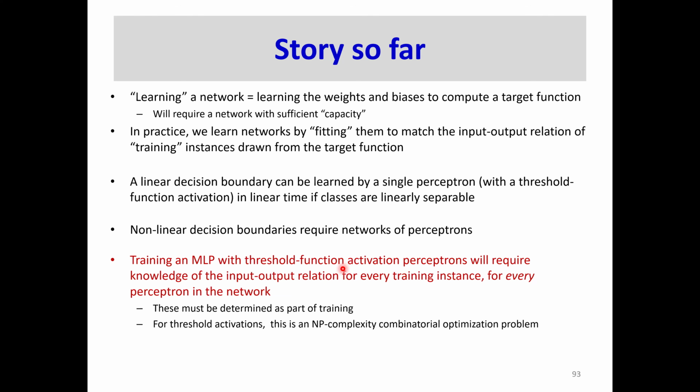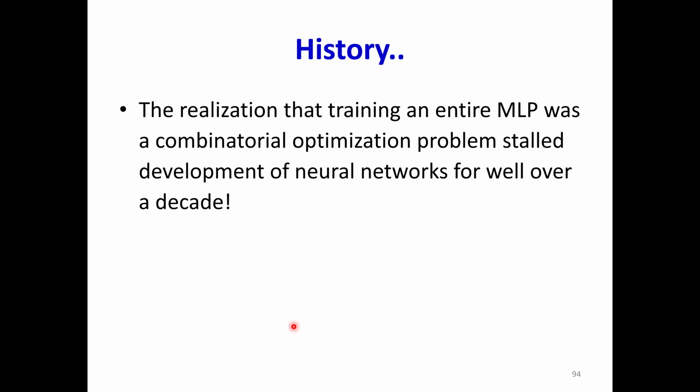So here's the story so far. Learning a network is the same as learning the weights and biases to compute a target function. In practice, we learn the networks by fitting them to match the input-output relationship of training instances drawn from the function. A linear decision boundary can be learned by a single perceptron in linear time, where the classes are linearly separable, but nonlinear decision boundaries require networks of perceptrons. And training an MLP with threshold function activation perceptrons requires knowledge of the input-output relationship for every training instance for every perceptron in the network. These must be determined as part of training, and this is an NP complexity combinatorial optimization problem that's not feasible. So the realization that training an entire MLP was a combinatorial optimization problem stalled development of neural networks for well over a decade.